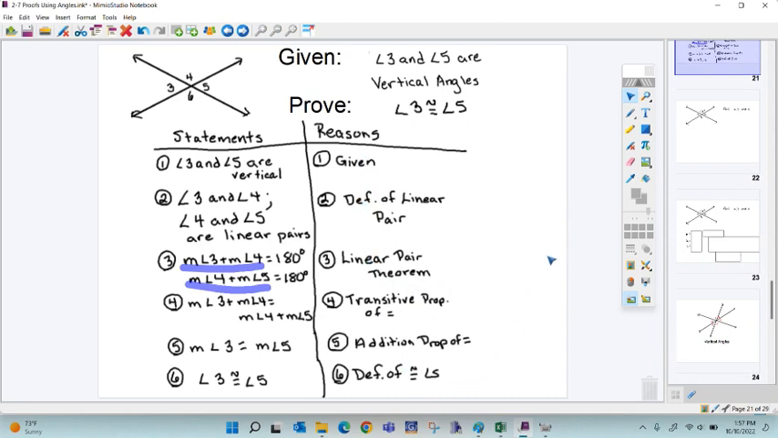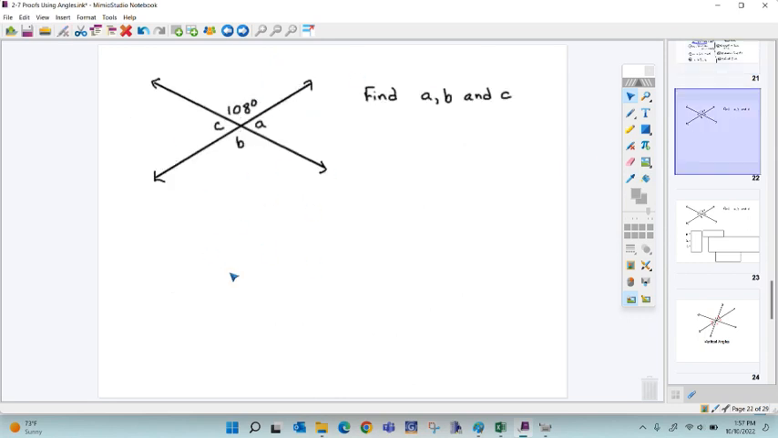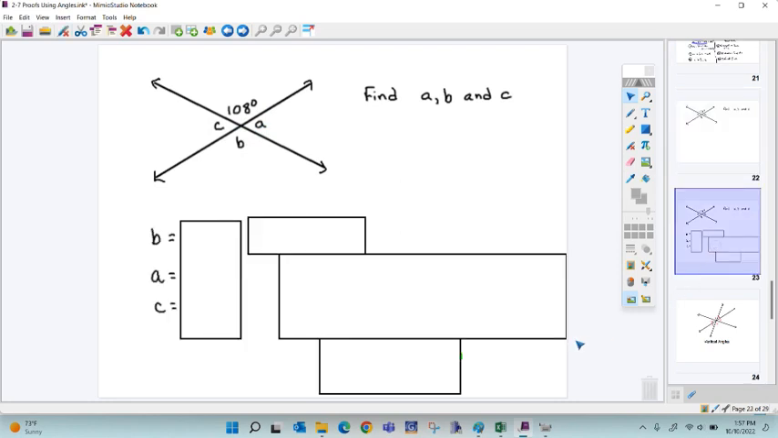Okay, so now here comes the fun part. This is my fun part anyway, the part where you get to consider finding some missing pieces in a picture. Let's say we're given this, and your job is to find how many degrees are in A and B and C. Well, we can start working our way through the picture with the things that we know. One of the things that we know is that 108 and angle B are vertical angles. Because they're vertical angles, we know something about the number of degrees in them.